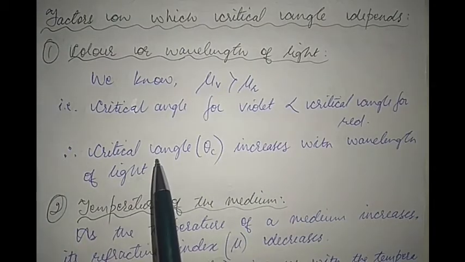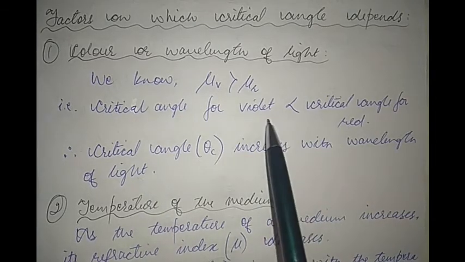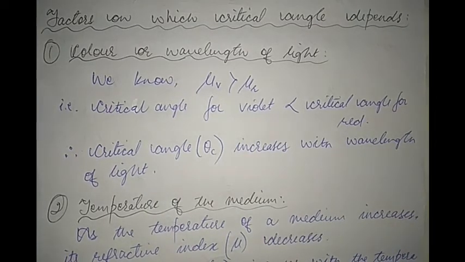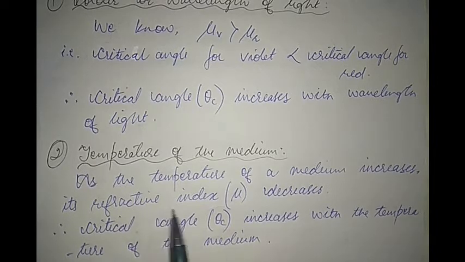Therefore, we conclude that the critical angle increases with the wavelength of light, because red has a higher wavelength than violet. Now we also know that as the temperature of a medium increases, the medium becomes less dense. That is, the refractive index of the medium decreases with the increase in temperature. So as the refractive index decreases, we know the critical angle increases. Therefore, the critical angle increases with the temperature of the medium.